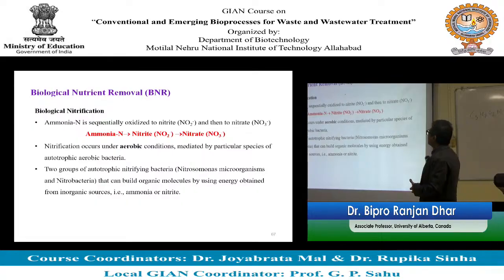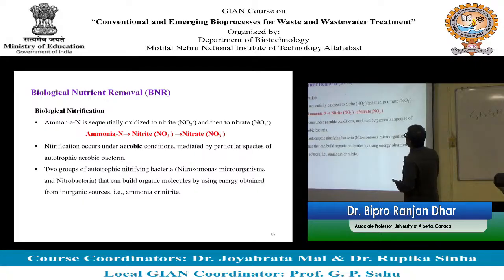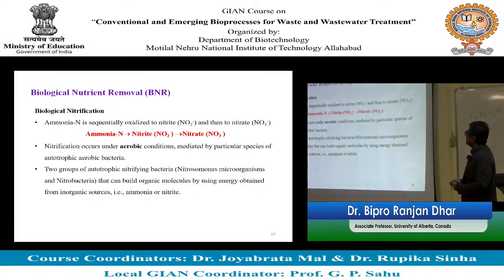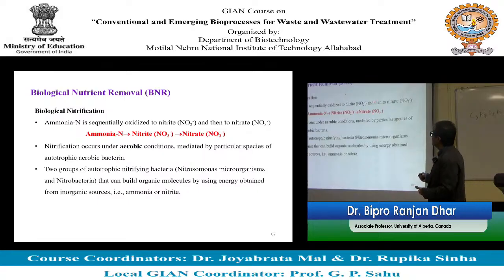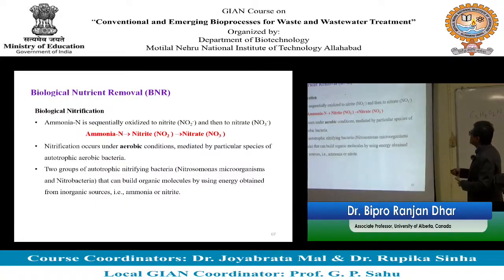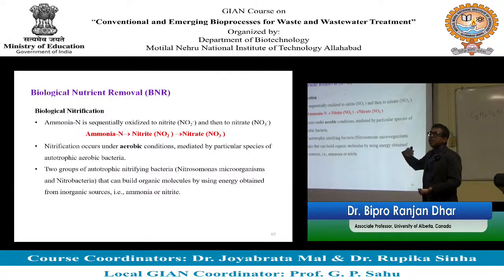Typically that's a two-step process. First, ammonia is converted to nitrite, NO2, and then nitrite is converted to nitrate. The first step is done by Nitrosomonas bacteria, and the second step, nitrite to nitrate, is done by Nitrobacter bacteria. They are autotrophic bacteria, because they don't need an organic carbon source. The nitrification process is aerobic, because you want to oxidize ammonia to nitrite and then nitrite to nitrate.